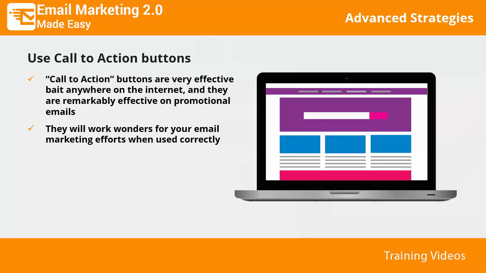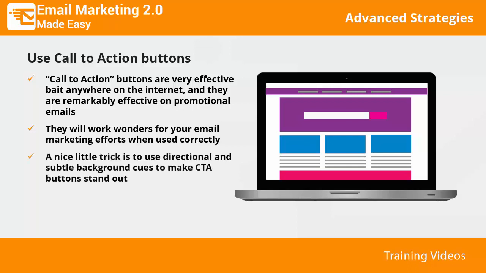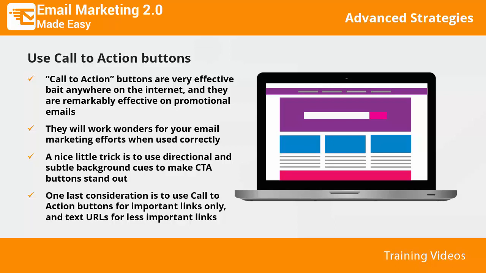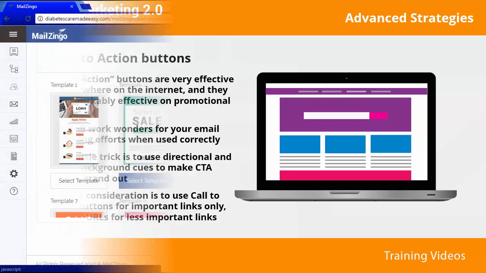The second unbreakable rule is to use the right placement. Place your CTA buttons on the right side of your content to use the most important focal area in your emails. A nice little trick is to use directional and subtle background cues to make CTA buttons stand out. Examples of this include using a white background for your template and strong, vivid colors for your CTA buttons. One last consideration is to use call-to-action buttons for important links only, and text URLs for less important links.